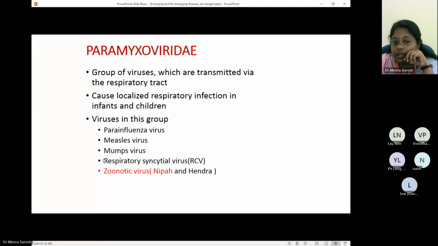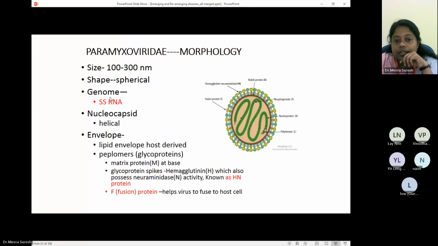antigens. We go to the next variety, the Paramyxoviridae. The viruses we need from this group are parainfluenza, measles, mumps, and RSV. I don't know why I put RCV; it is actually RSV. But the one we need over here is actually the Nipah virus, and that causes respiratory infection in infants and children.